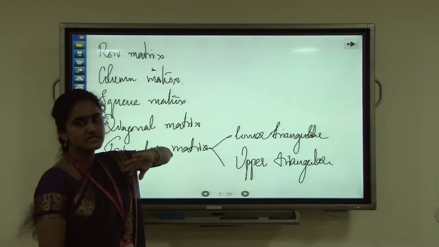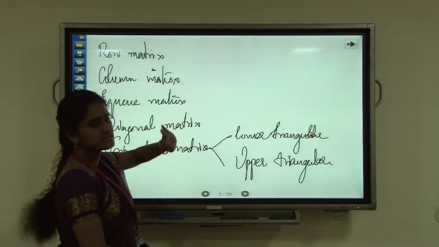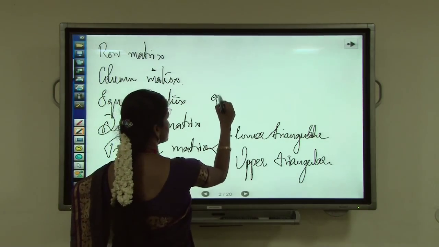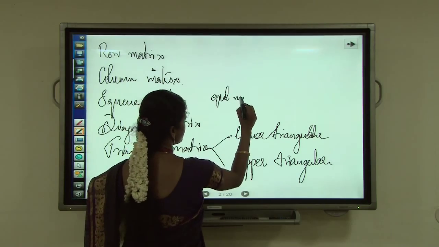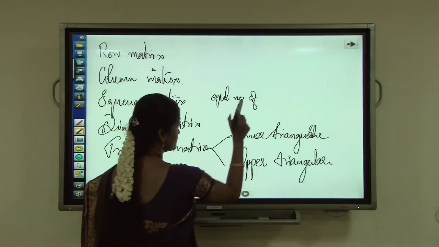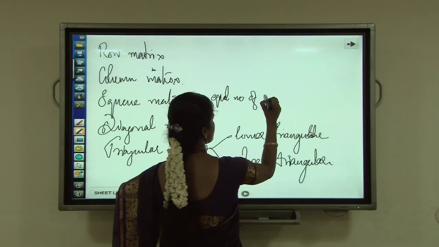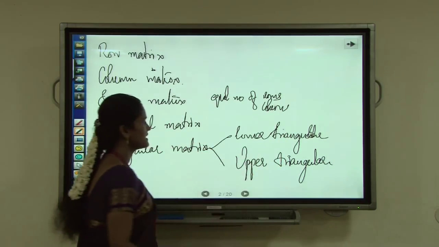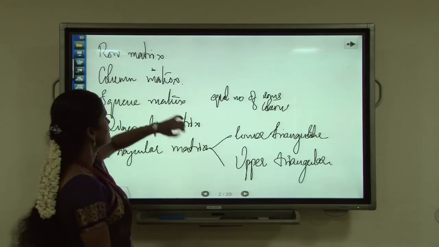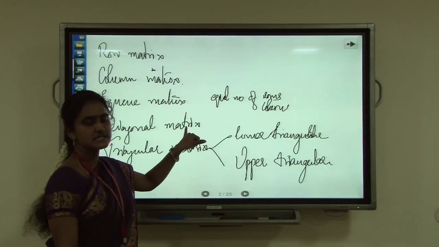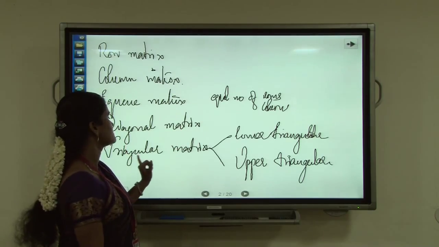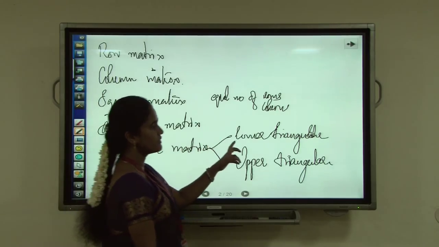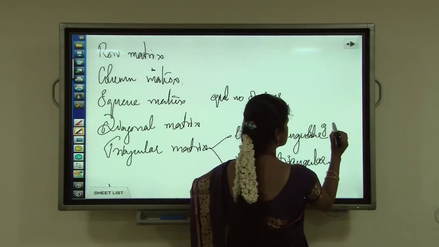A row matrix is one which consists of one row, and a column matrix consists of only one column. A square matrix is where you have an equal number of rows and columns. All these things we have learned, so I am not going to go into much detail. What do we mean by a diagonal matrix? We have only the main diagonal elements, and the rest of it is going to be 0. And the triangular matrix, which is lower triangular and upper triangular, we are going to call triangular matrix. We can also give an example of lower triangular.